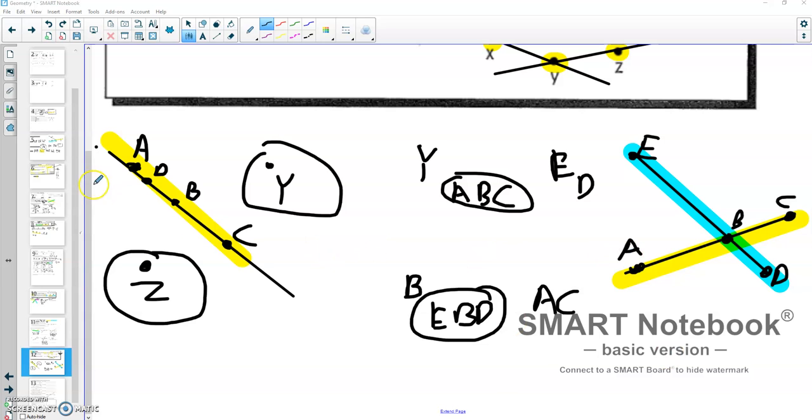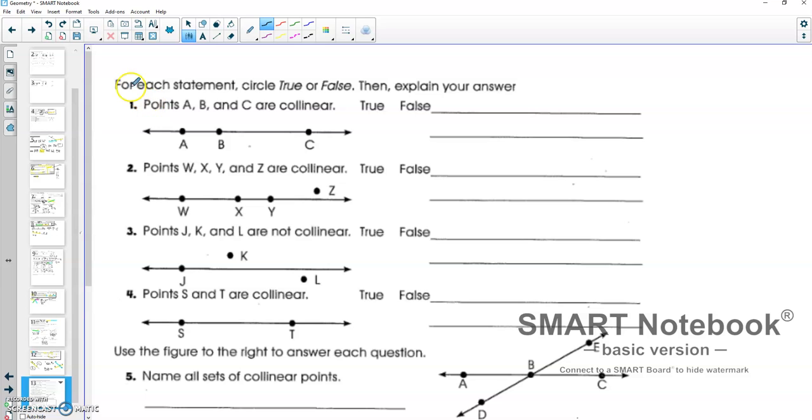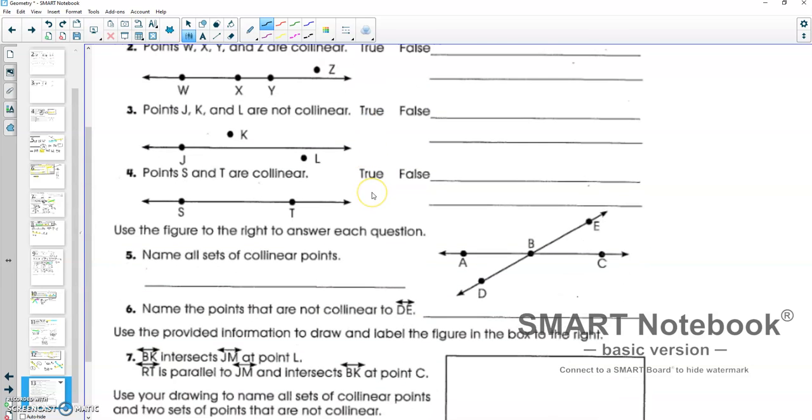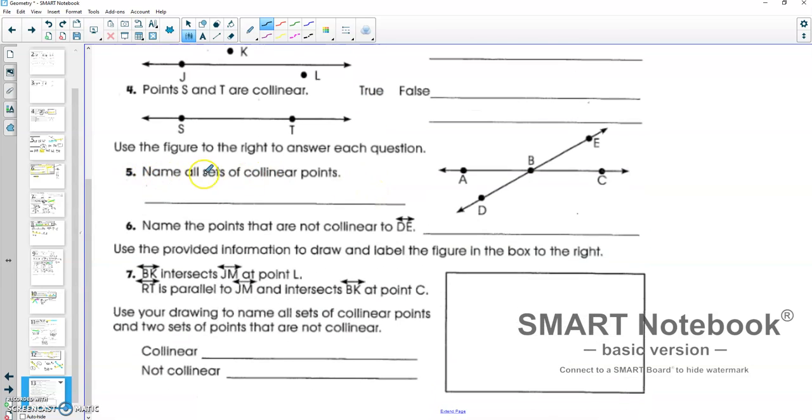The homework again is to do the rest of the page. And basically it's going to ask you if the points are on the same line or if they're not on the same line. Circle true or false and tell me why. Name all sets of the collinear points. So again, just like how I did, I would highlight it. Make sure that all the points I highlighted are on the same line and write it down.